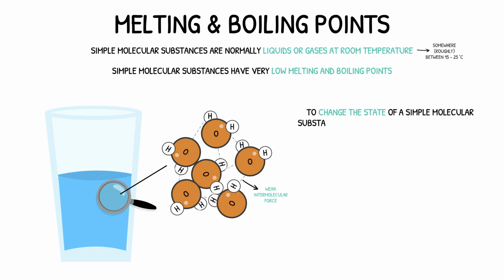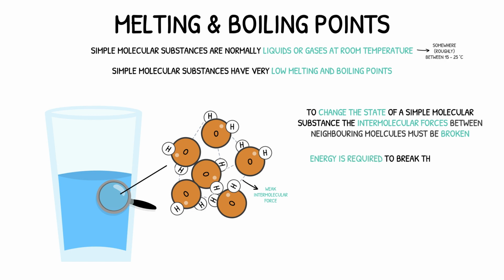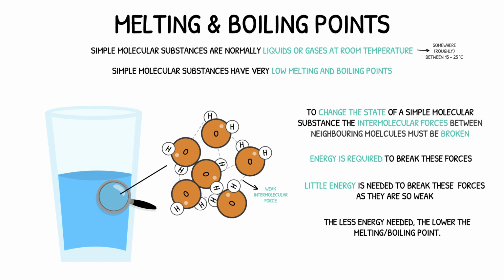To change the state of these simple molecular substances, the intermolecular forces between each neighbouring molecule must first be broken. Energy is required to break these forces, and this energy is often provided via heat. Because these intermolecular forces are so weak, very little energy is needed to overcome them. The less energy needed, the lower the temperature, and thus, the lower the melting and boiling point of the substance.